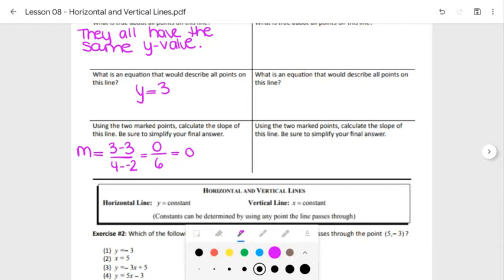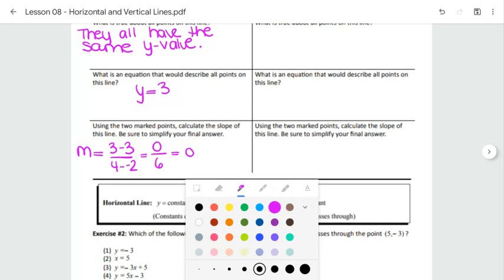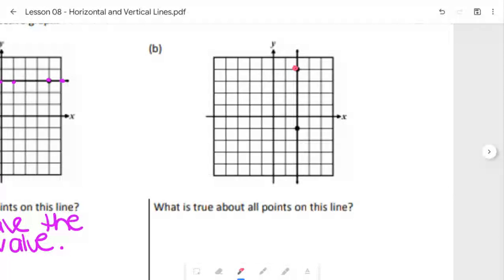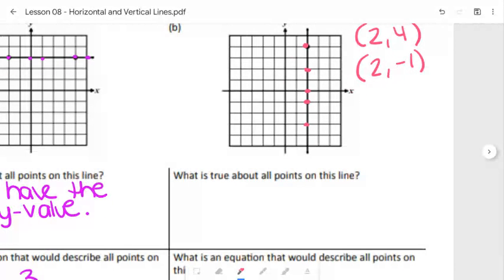Now I'm going to take a peek over here at my vertical line. Same kind of thought process. We have the point (2, 5). I have (2, 4). And I have the point (2, -1). And I could look for more, right? I could have the point (2, 0) or (2, 2) or (2, -4). In this case, all the points are going to have the same x value.